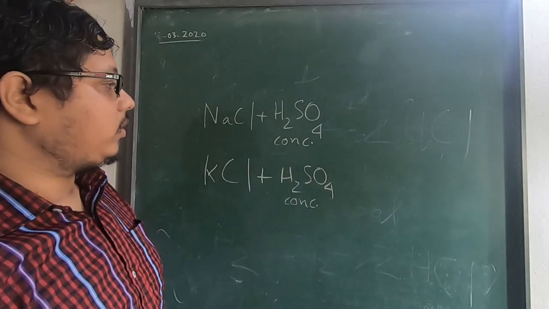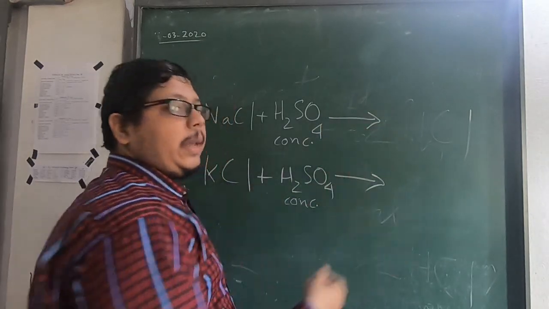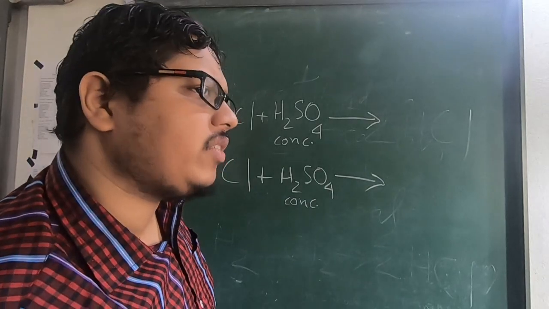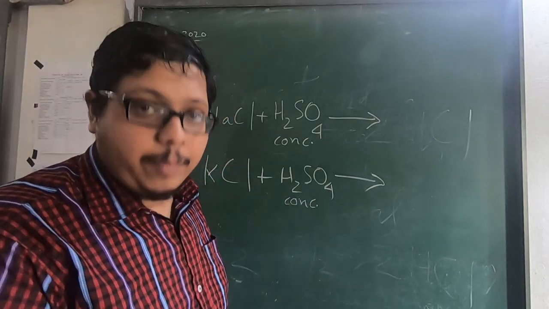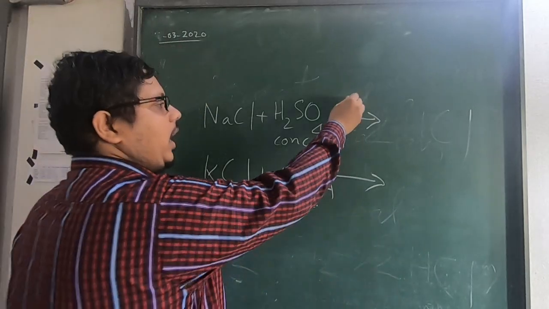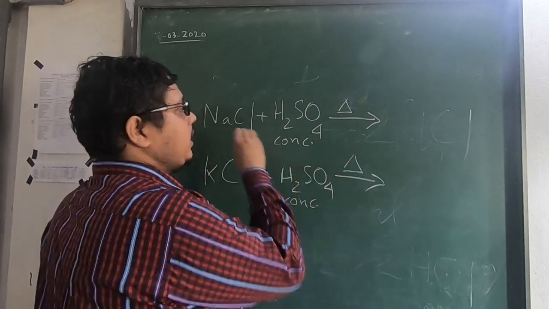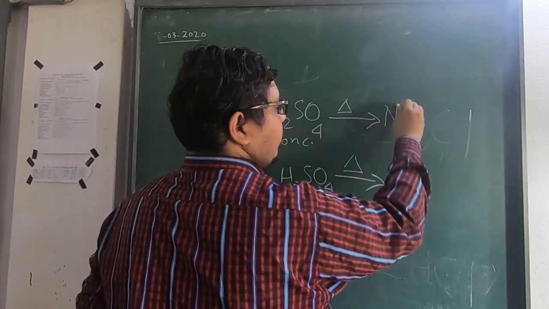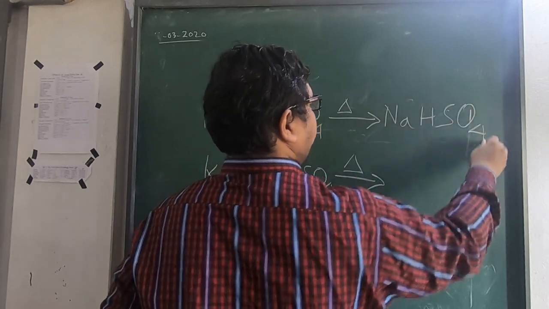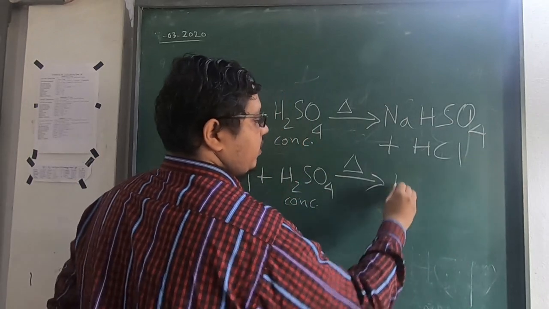Concentrated sulfuric acid. So if we heat it and keep the temperature below 200 degrees. Why below 200 degrees? Well, we will tell about it a little bit later. But let us talk about it now: if we give heat here below 200 degrees, we will get a salt being produced, an acid salt, along with the preparation of HCl gas.